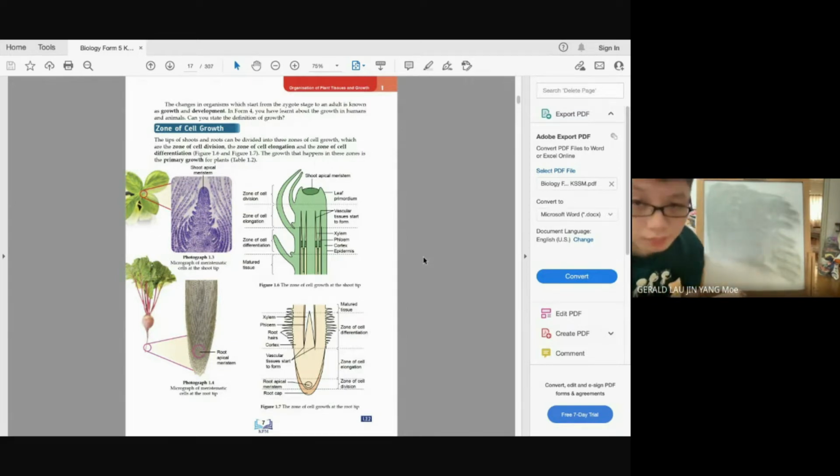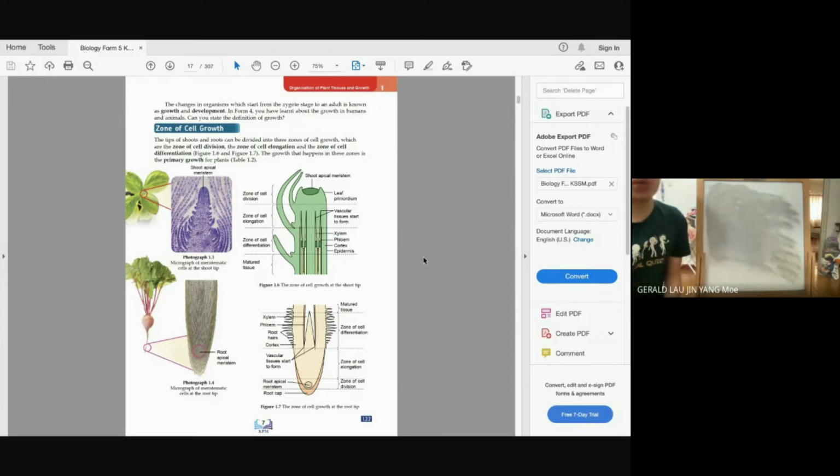Okay, so the first zone is always called zone of cell division because you want to produce more cells to grow and grow and grow. That's why it's called zone of cell division. Okay. The second one is zone of cell elongation. Once you have all these new cells ready, you elongate to form a longer structure. And then the final one is differentiation. Like I said just now, differentiation means once these cells have matured, they will evolve and grow into specific cells. Okay. And then you have the matured tissue.